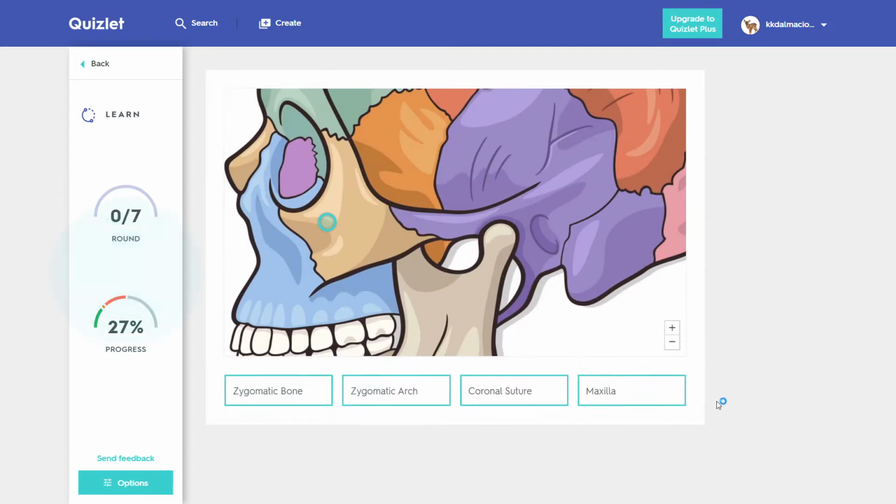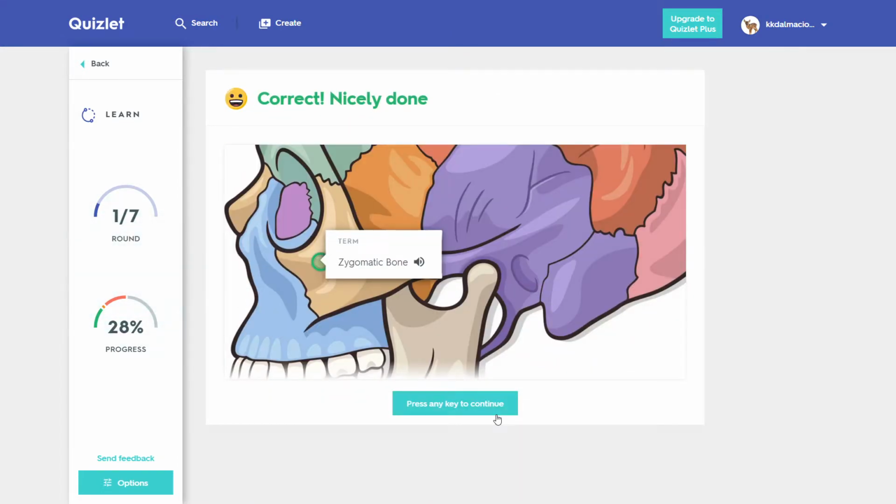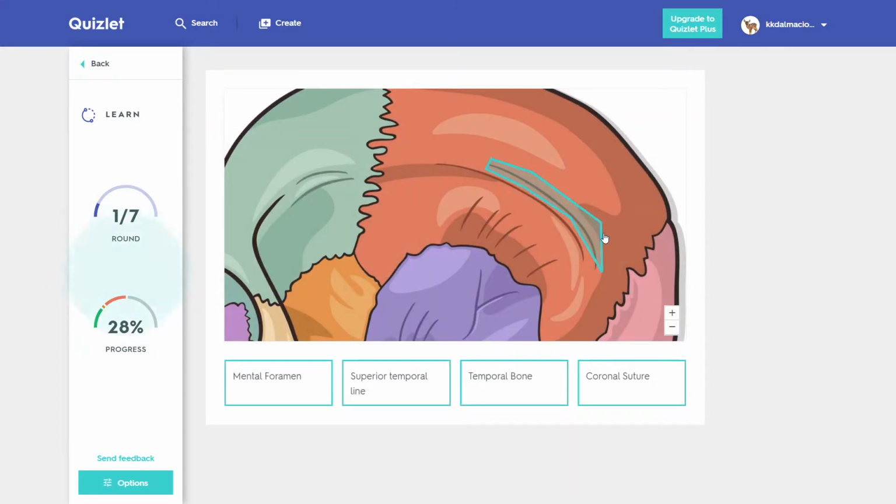snowboarding, striding. Okay, zygomatic bone. Oh, that is the zygomatic bone. Temporal line, something like that. Temporal, superior, above the head, superior temporal line.